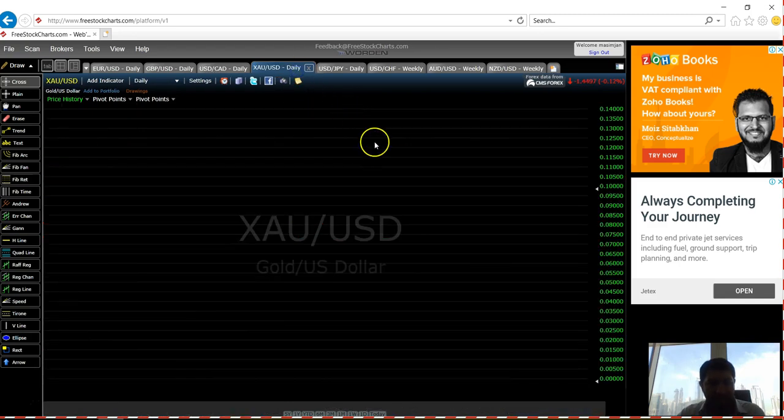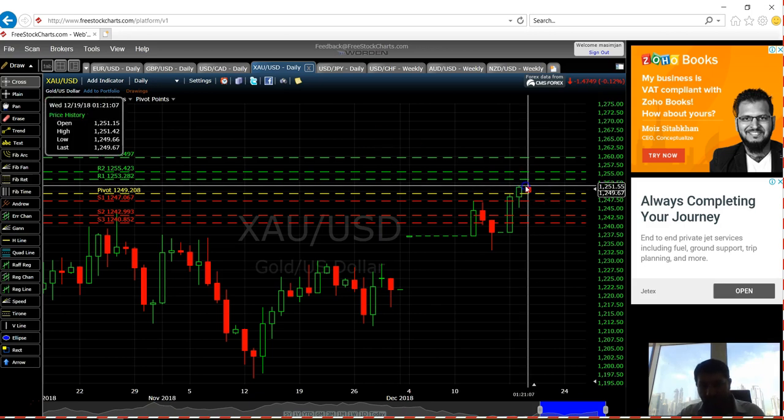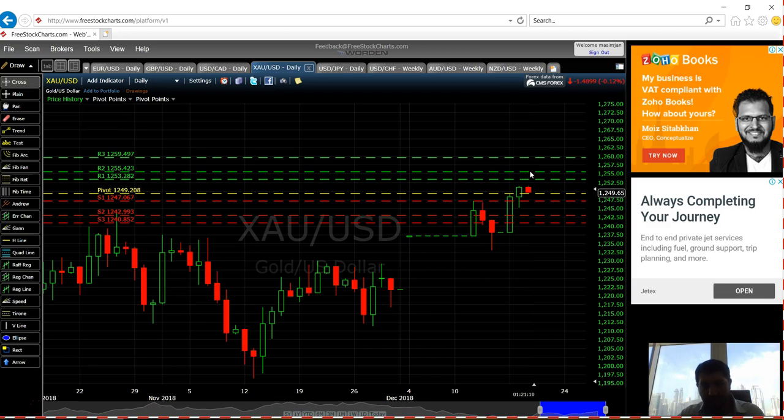Our last pair of the day is gold. As you can see, it's currently open at a level of 1251, but could not retain the level, and it is just trading at the pivot. It might drop from this existing level and might enter a bearish momentum, but I would expect that it will try to breach resistance 1 at 1253.28.